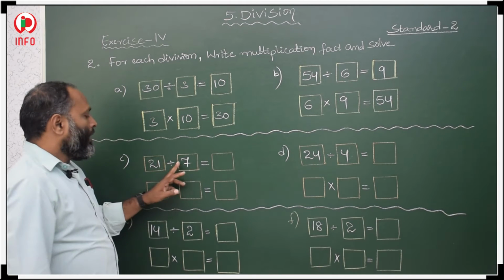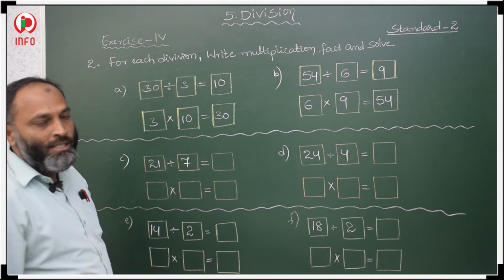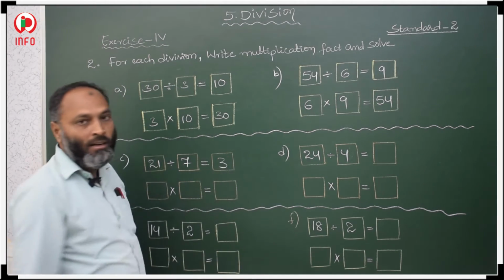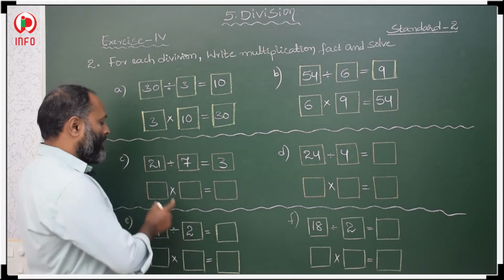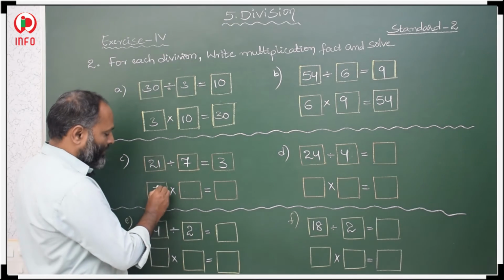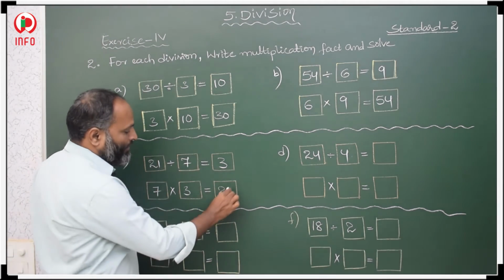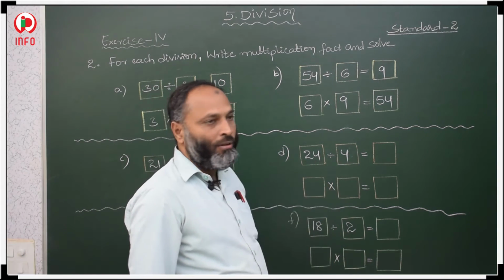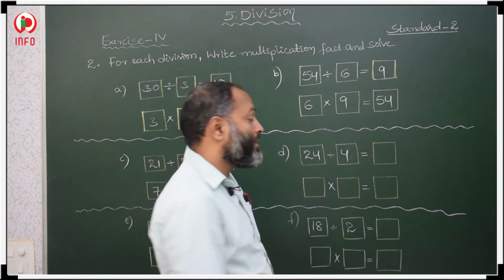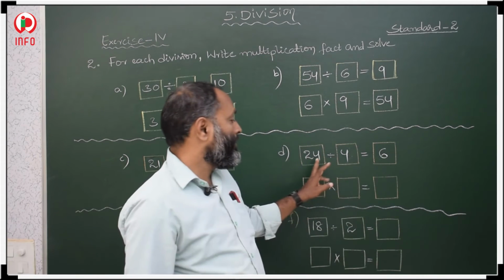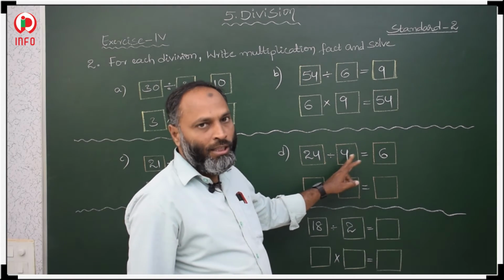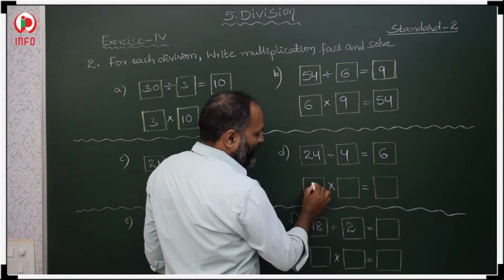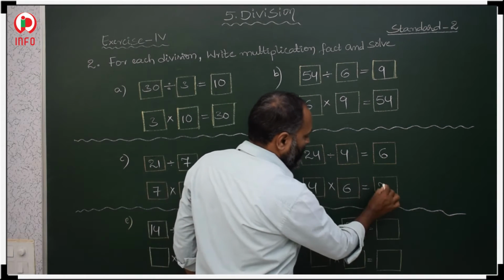Now, here in the 7 table, when will you get 21? 7 1s are 7, 7 2s are 14, 7 3s are 21. So, here we have to write 7 3s are 21. In the 4 table, when will you get 24? 4 5s are 20, 4 6s are 24. If 24 is divided by 4, then you get 6 in each group. Then the multiplication fact: 4 6s are 24.